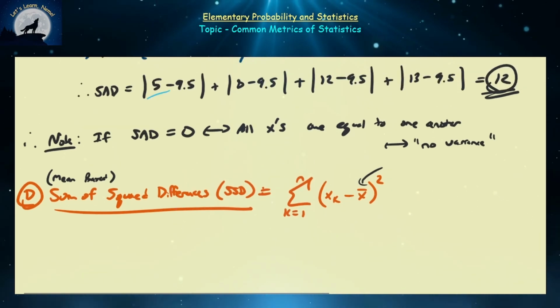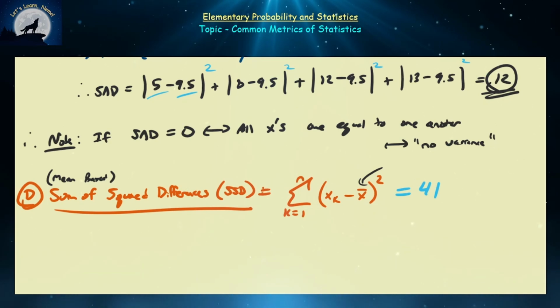So instead of doing 5 minus 9.5 and then absolute value, you're just going to do 5 minus 9.5 and then square that. And then 8 minus 9.5 and then square that. And then 12 minus 9.5 and then square that. 13 minus 9.5 and square that. And then you're going to get some number. So for our particular example, I'll leave it to you to verify, just for some practice, that this is going to be equal to 41.